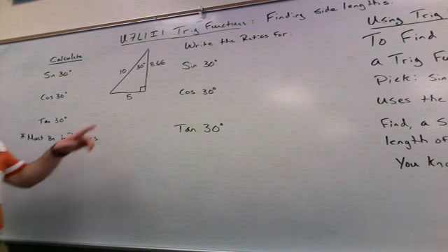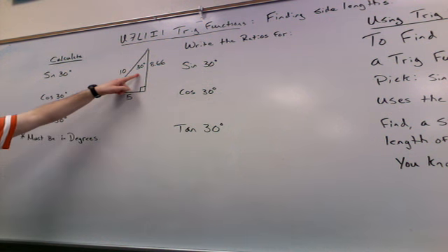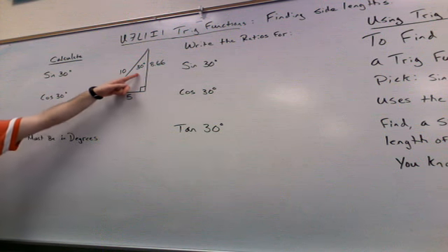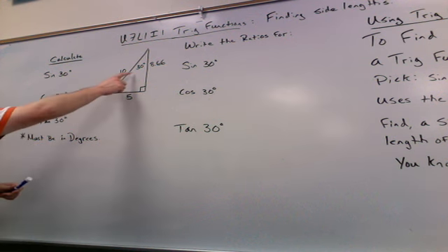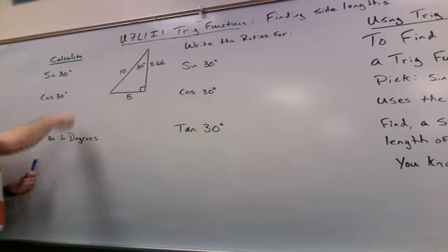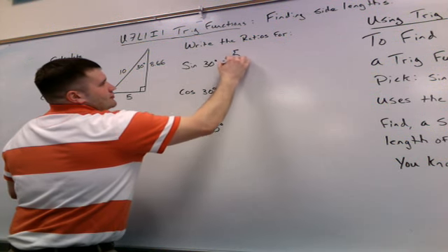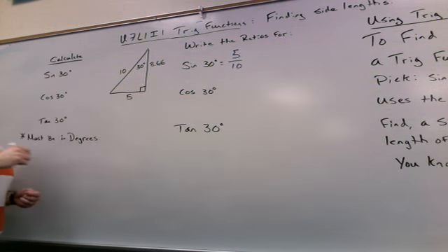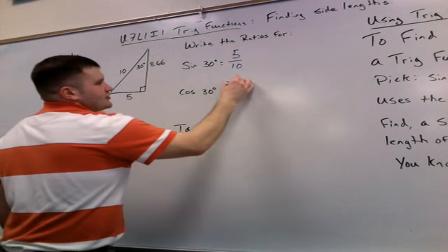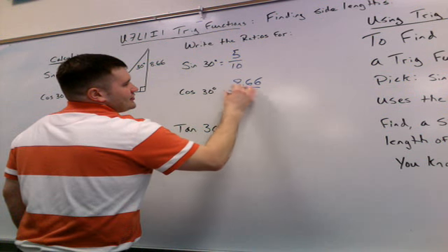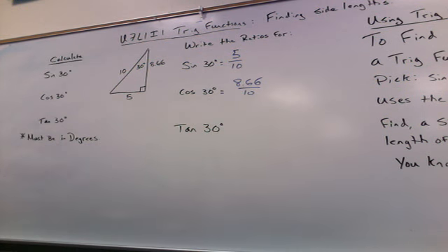All right, so sine 30. 30 is right here. Sine deals with which ones? What? Sine goes with which sides? Opposite and hypotenuse. So sine 30 is going to be 5 over 10. Cosine 30. 8.66 over 10. Okay, adjacent over hypotenuse. So 8.66. And tan of 30. Opposite over adjacent, 5 over 8.66.